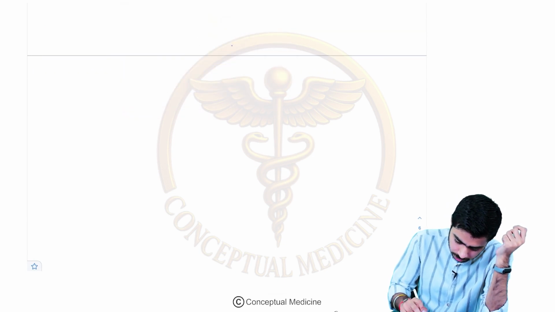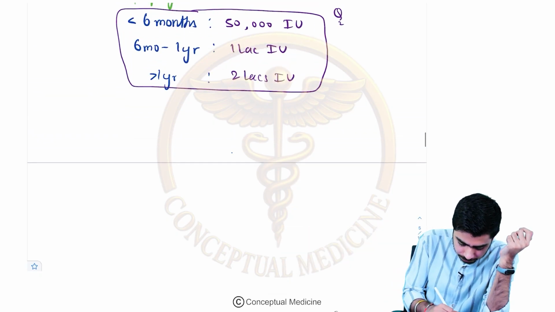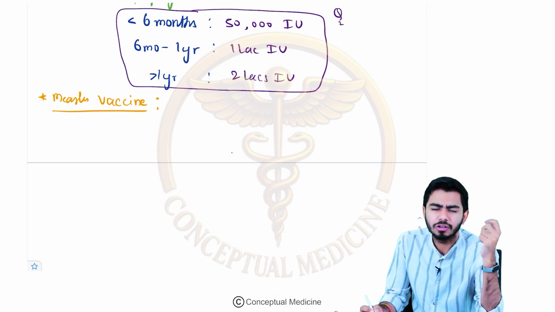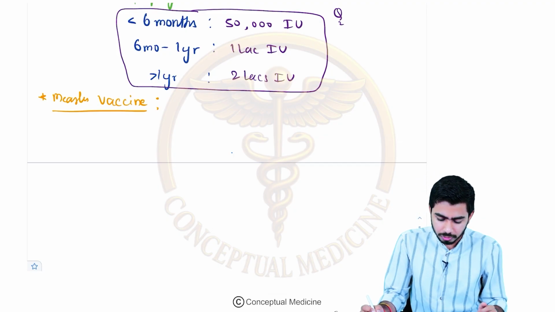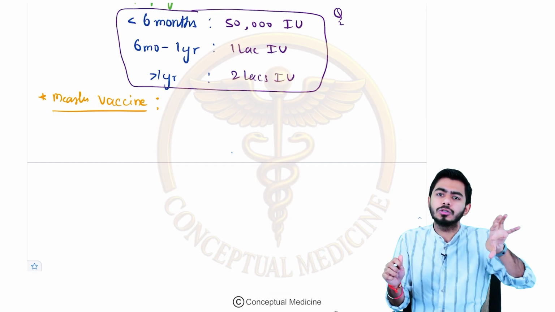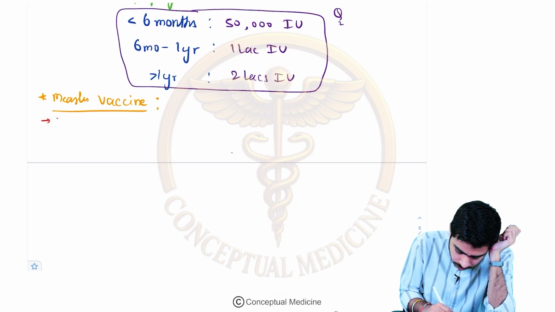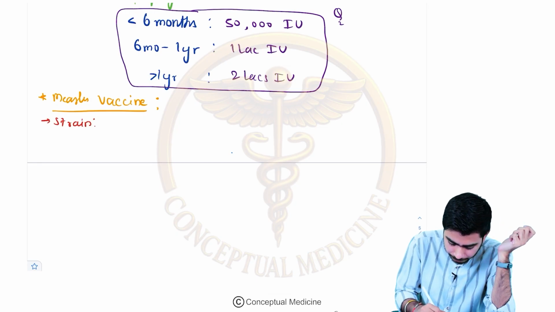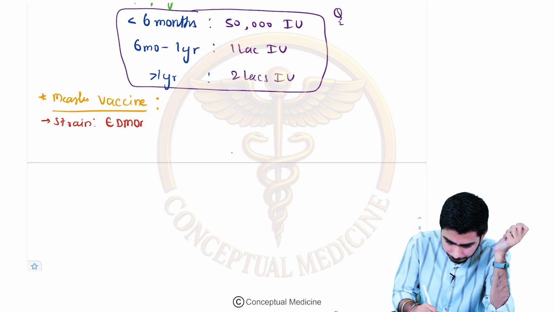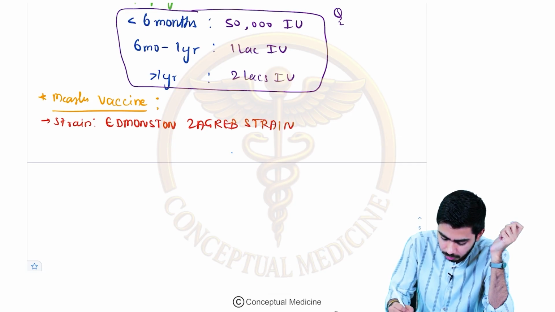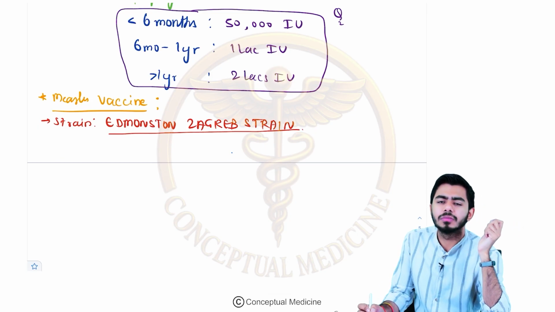So that is about the measles vaccine, or vaccination. If you talk about the measles vaccine, guys, let me tell you what the strain is. For example, in chickenpox, I told you we were using the Oka strain. Over here, we are using the Edmonston-Zagreb strain. Please remember the strain as well, because they might ask you. Edmonston-Zagreb strain.